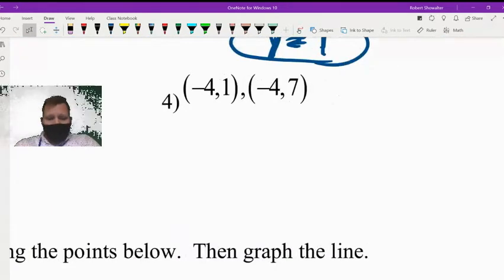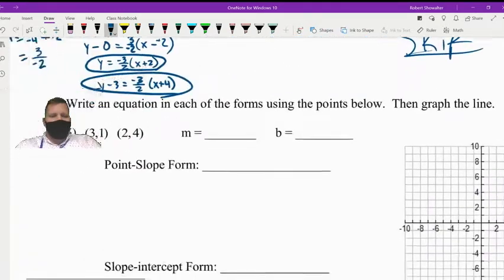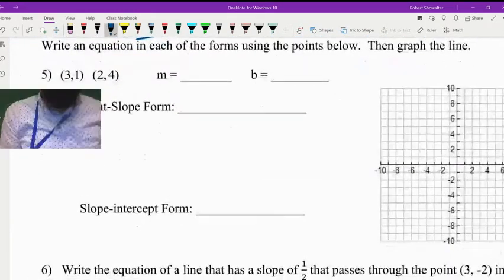Okay, so let's go ahead. Number 3, we're going to skip this one. Or number 4, we're going to skip 4. Now let's jump into number 5.